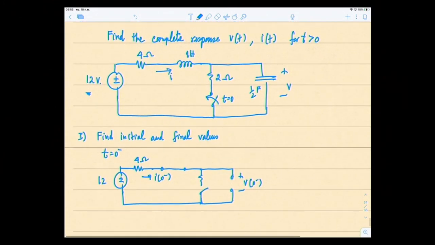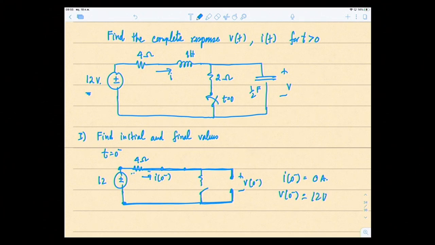Looking at this, current cannot flow because it is all open. Current cannot make a complete path. So therefore, your I at 0 minus is equal to 0 amps. And V at 0 minus, since there's no current flow, there's no voltage drop across this 4 ohm. So this point here is the same as this point, and this terminal here is this terminal. So it's 12 volts.